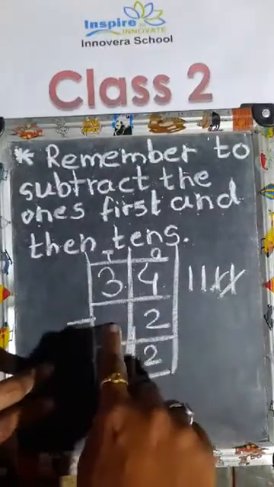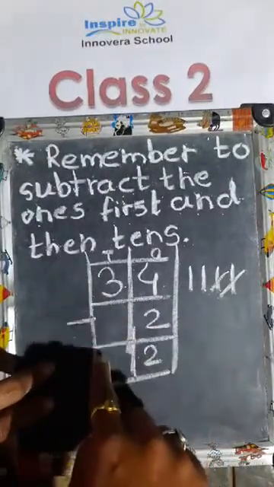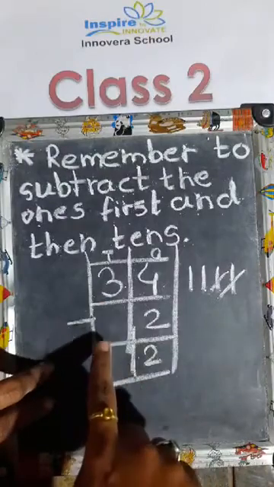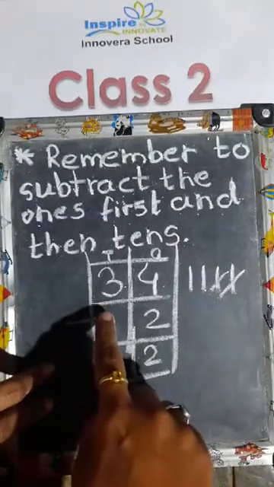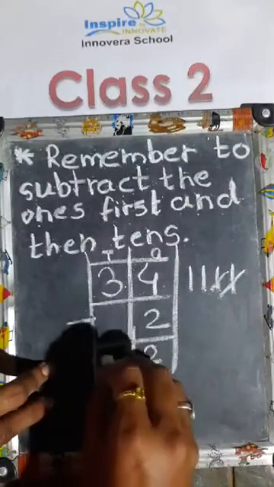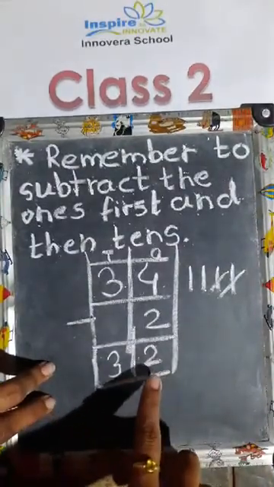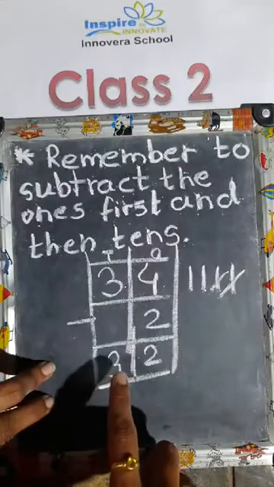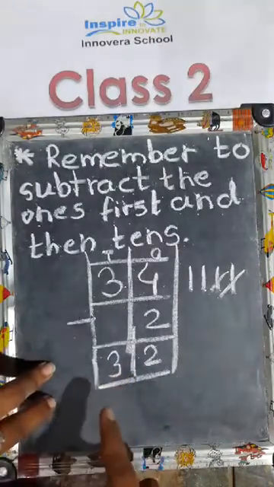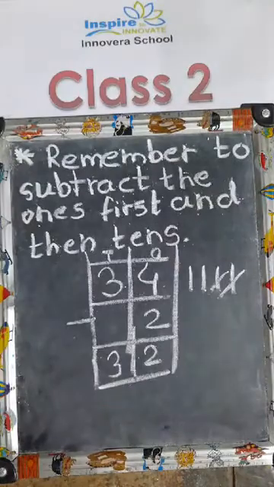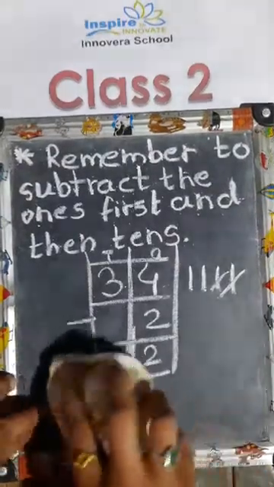Is there any number to subtract in the tens column? No. So you write the number 3 as it is over here. So our answer will be 32. This is an example I have shown you. Now I will give you some more examples and you are going to write them down in your notebook.